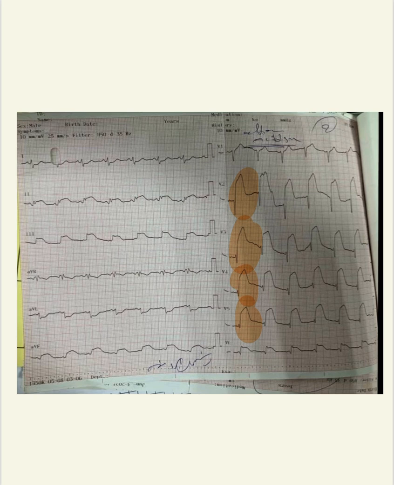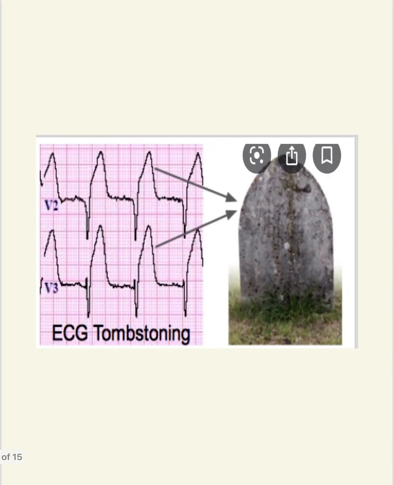This ECG shows large extensive anteroseptal MI. There is ST segment elevation in V2, V3, V4. This pattern of ST segment elevation is called tombstone pattern. شنو tombstone pattern؟ يعني he will die. The patient, as simple, he will die because the MI is very, very extensive.